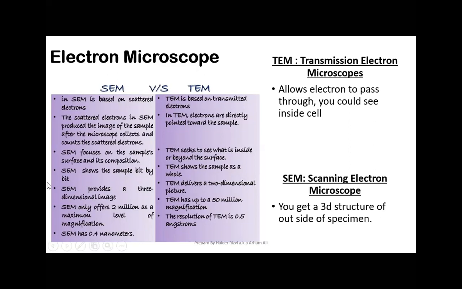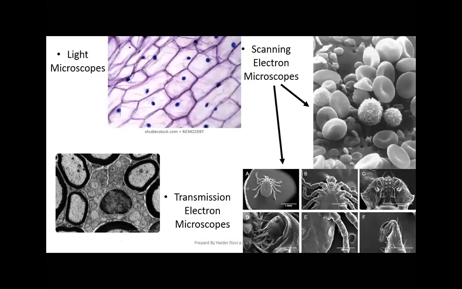This is different. This is a table that differentiates between the scanning electron microscope and the transmission electron microscope. We'll discuss it in the next class. Okay, we will be concluding this lesson today, so look at this now.